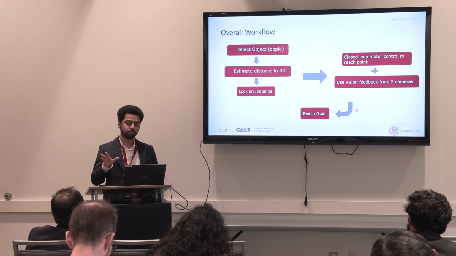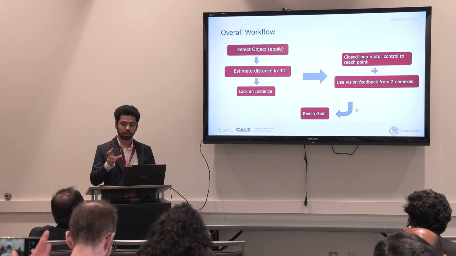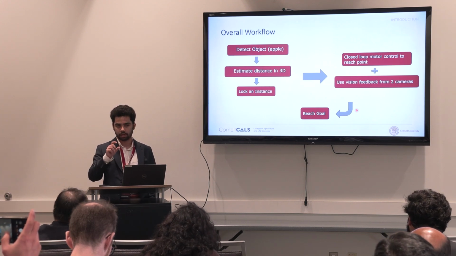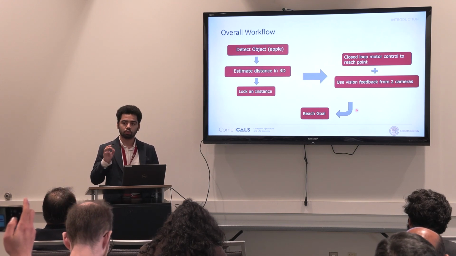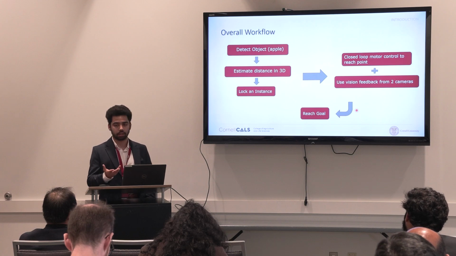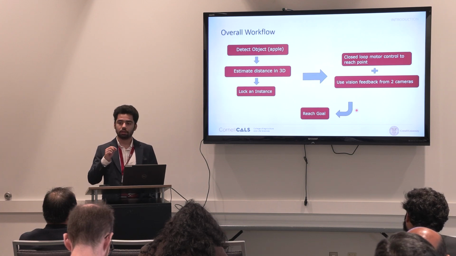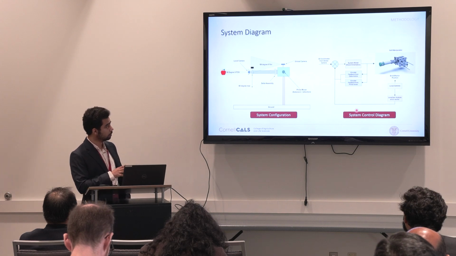It starts with detecting an object, which in my case is an apple, estimating the distance in 3D, and locking a particular distance, because there can be many apples and we have to target one apple at a time. Then we use a closed loop system which includes sensors and my work, which is a vision based system, to accurately and precisely navigate to that point. So that's the system diagram.